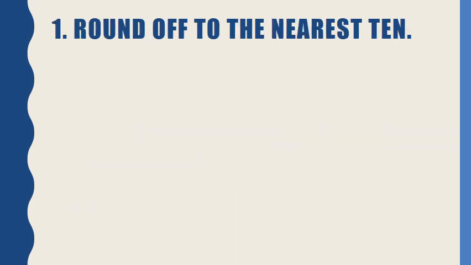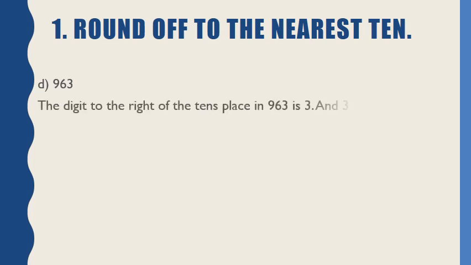Now let's come to question number 1. Question number 1 is round off to the nearest 10. So let us do the D part of question number 1, which is 963. So this is the whole number 963, and we have to round off this number to the nearest 10. So first of all, children, let us see what the digit at the tens place is. It is 6. And what is the digit to the right of the tens place? It is 3.